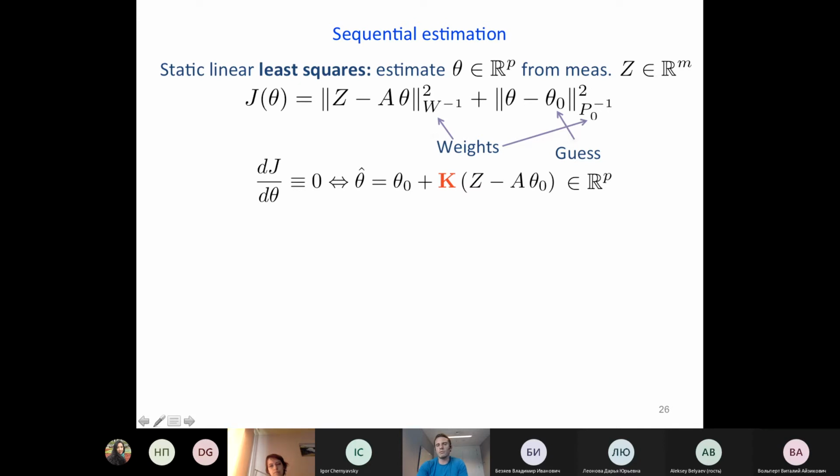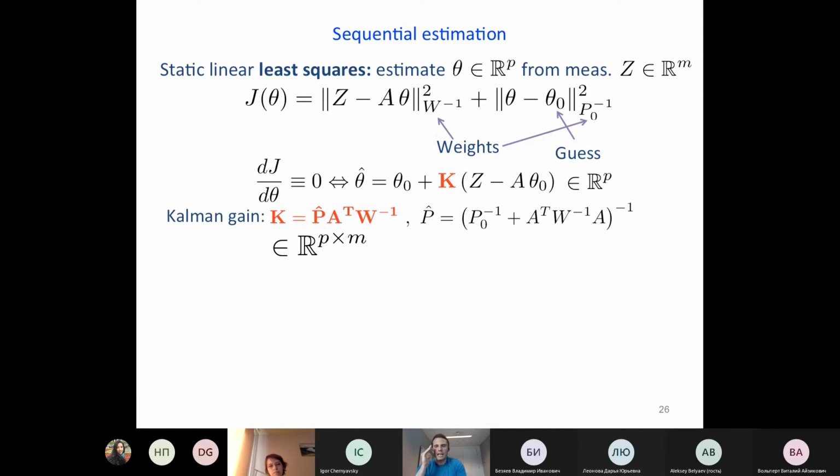which can basically be written as the initial estimator theta 0 plus some corrective term, which is proportional to the error between the measurements and your initial estimator. And the proportionality term, which for the multidimensional case is a matrix, is the so-called Kalman gain and has this form. So you can solve this problem in just one step by computing that matrix.